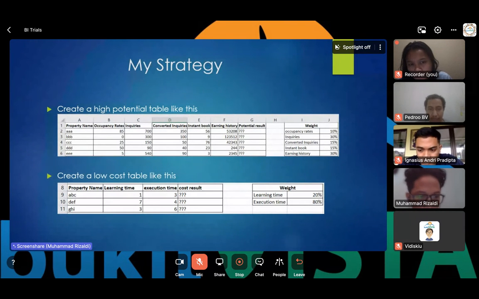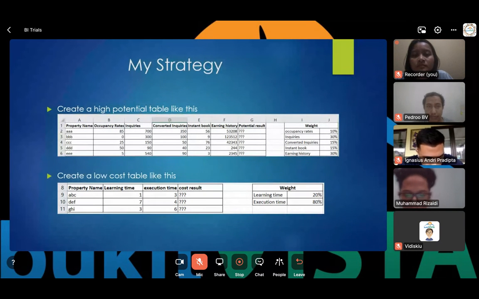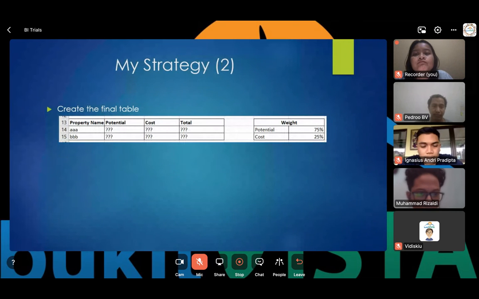And I also want to create a low cost table like this, with the learning time weight at 20% and the execution time weight at 80%. And then I will create the final table with a column of potential from my high potential table and the cost column from the low cost table. And the weight is the potential 75% and the cost is 25%.